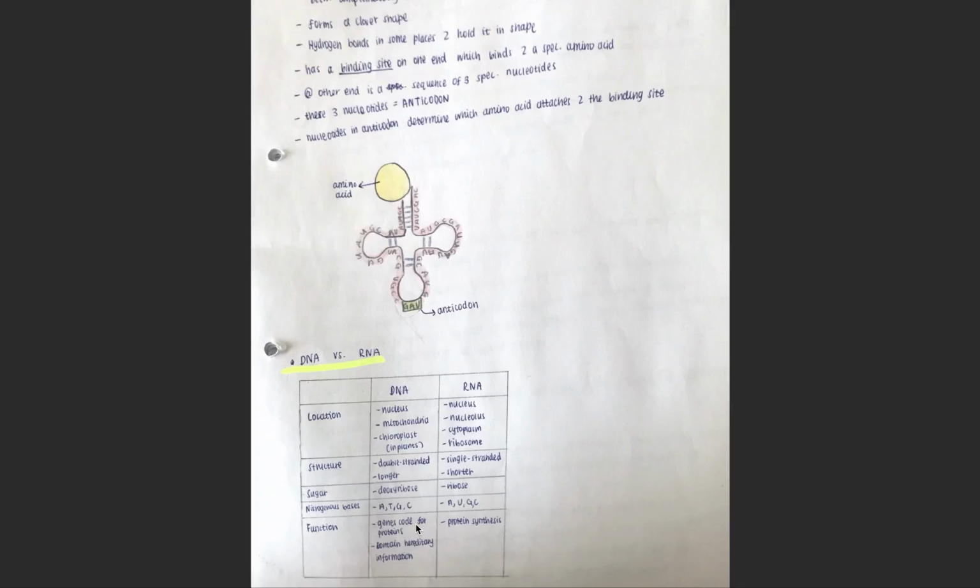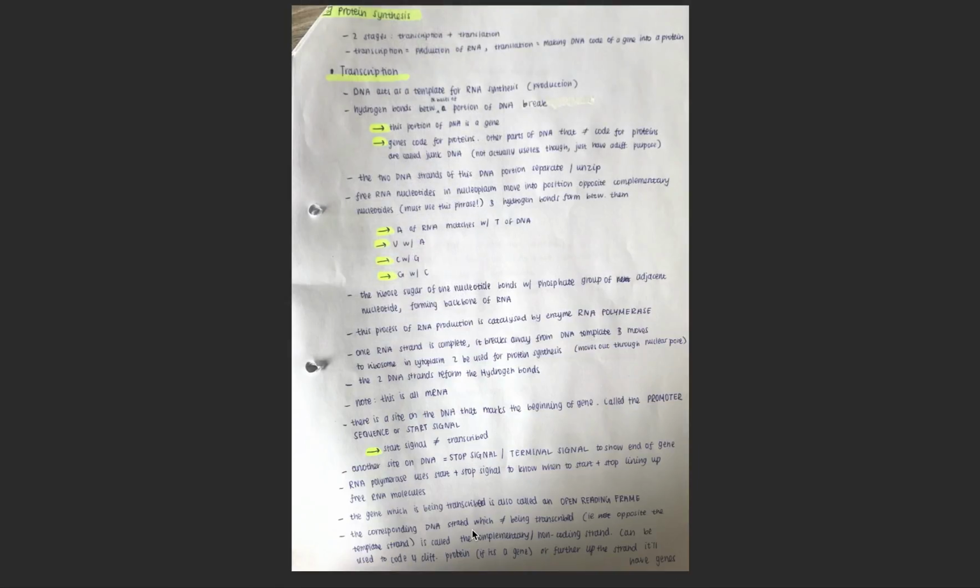The functions of DNA are, within a chromosome there are genes which code for proteins, and DNA also contains hereditary information. RNA's function is protein synthesis. If we look at protein synthesis, there are 2 stages: transcription and translation. Transcription comes first. You can remember it simply because transcription comes first in the alphabet before translation, encryption before relation.